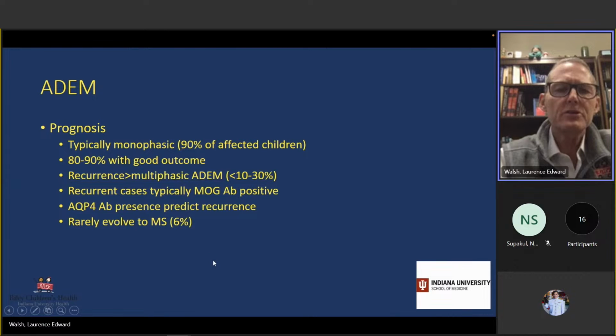That raises the likelihood that it's going to be MOG positive. Although, again, if you did find one of these, that also predicts recurrence, although then I would expect different lesions. Rarely does this evolve to MS. And you can see some higher numbers, but if you use strict criteria and actually include only children with encephalopathy, it's single-digit recurrence risk or evolution to MS.